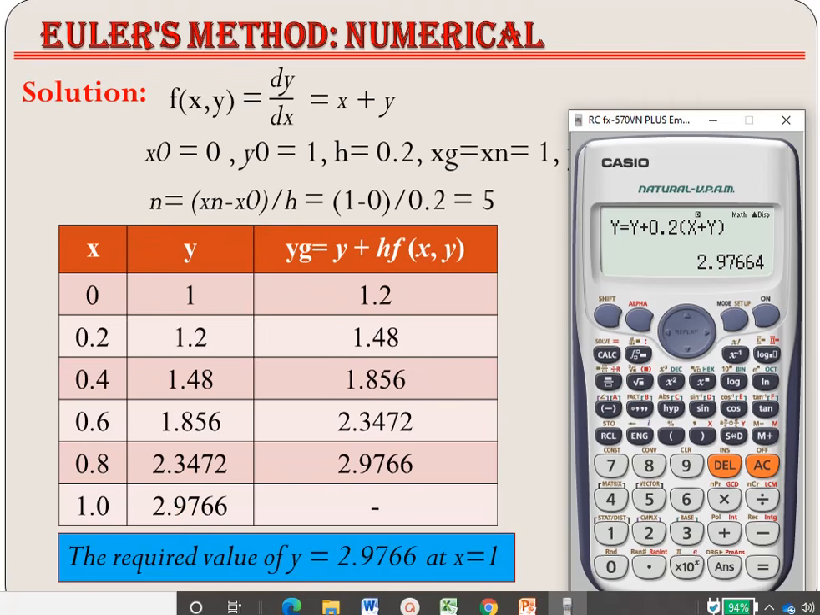So in this way you can calculate the different values of y very easily with this trick using the calculator within a few seconds. So I hope you enjoy these tricks and you will be able to solve any type of numerical.